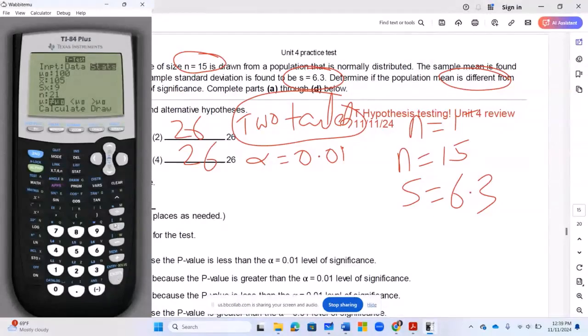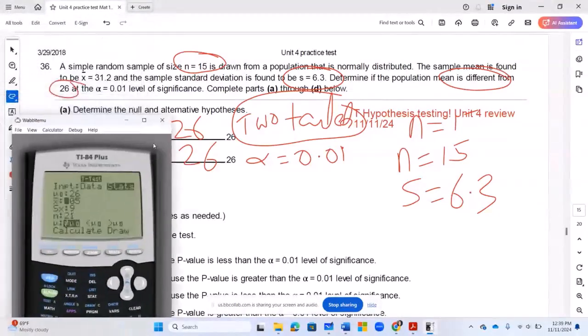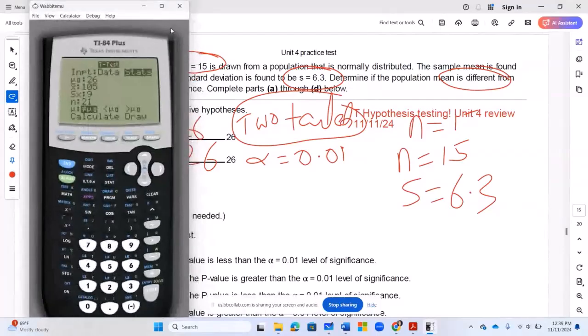It's asking me, what are you given? I am given statistics. The mean is 26. The mean of the sample is 31.2, and the standard deviation is 6.3. The sample size is 15. I'm told to do a two-tailed test, so I will select not equal to.